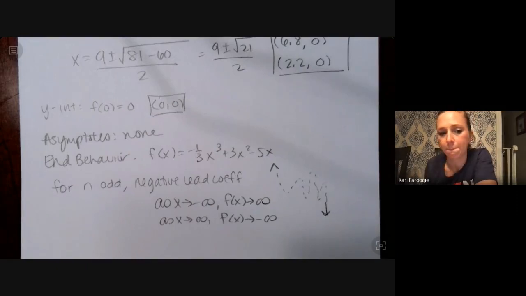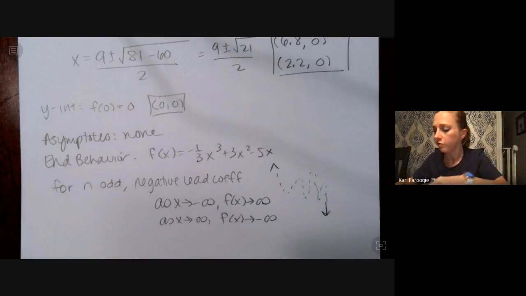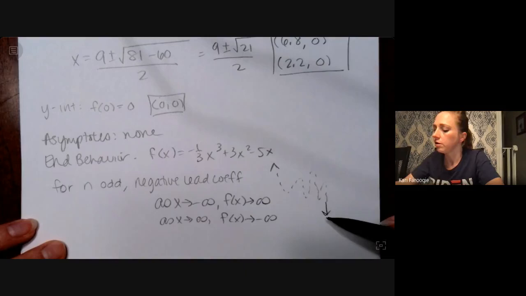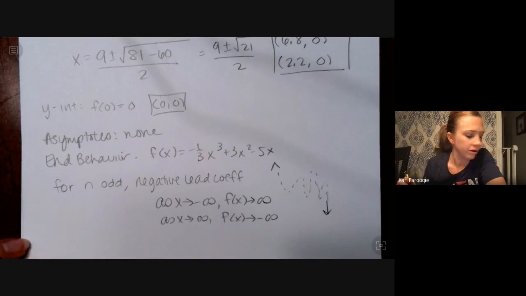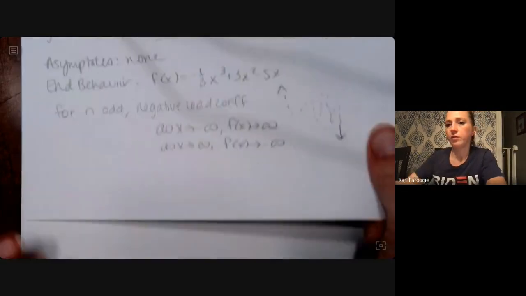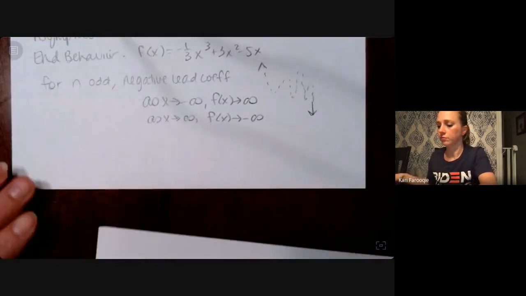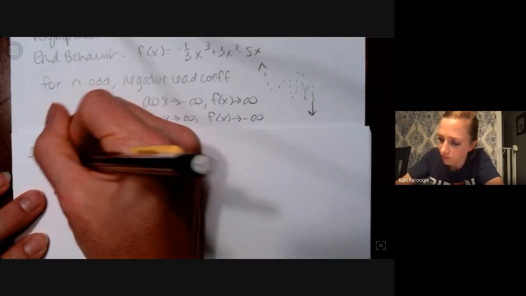That's your end behavior. All right, so remember, if n is odd, your end behavior is going to be going 2 separate directions. If your lead coefficient is negative, then your graph is going to sort of look like it's going down from left to right. If it's positive, then you would have the opposite situation where it would look like it's going up from left to right. So that's your end behavior. All right, now we can find the derivative and the second derivative. And then we'll make your chart after we find critical numbers and possible points of inflection.